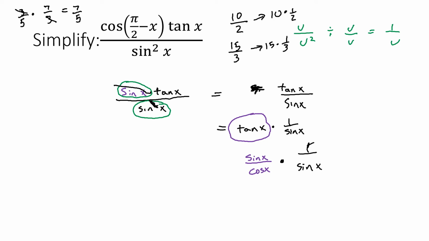If we use the same thought process here, the sine x would divide out with this sine x, and when you multiply everything together, you would just be left with 1 over cosine x.